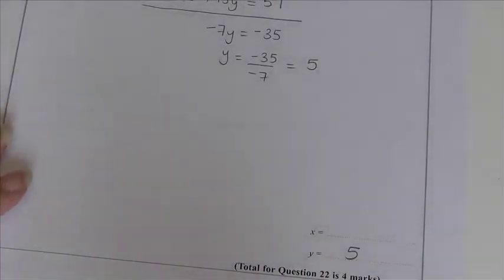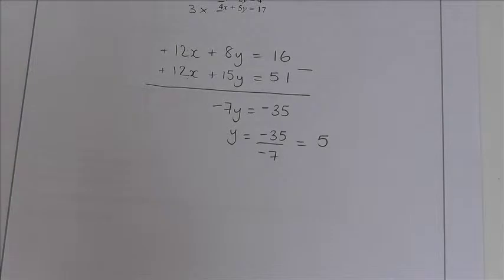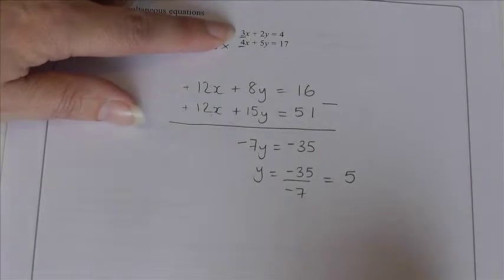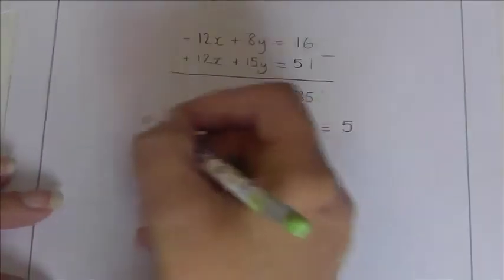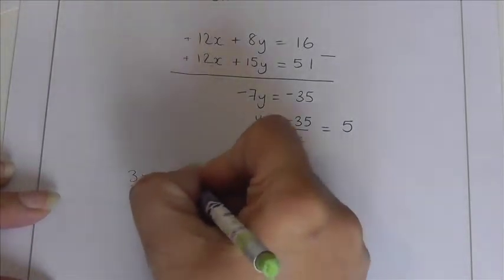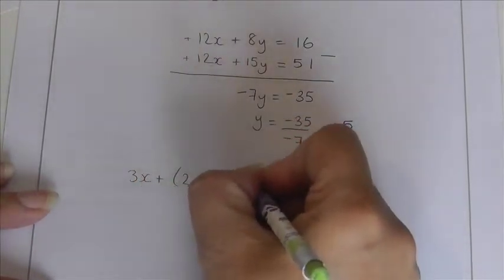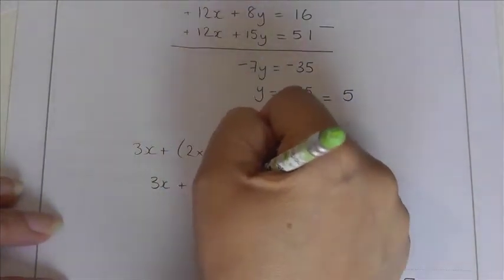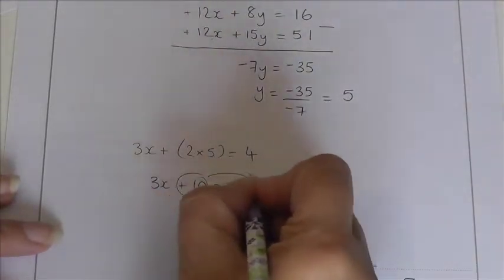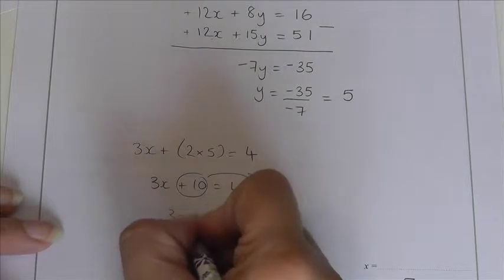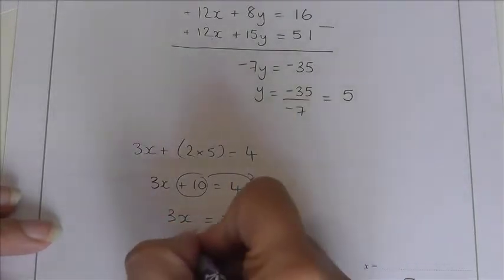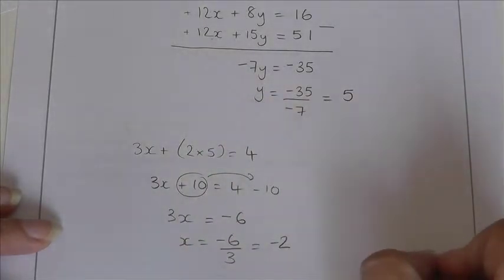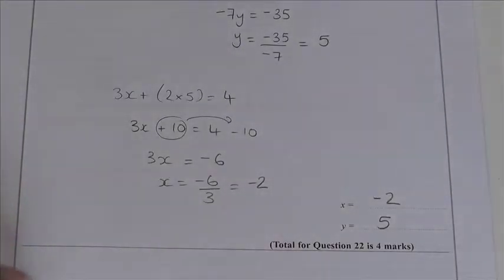Okay, so we're only halfway through the question, because we need to substitute that 5 in to find x. So if I take the top equation from the original question, which is 3x plus 2y equals 4, so I'm going to do 3x plus 2 times 5 equals 4, which is going to be 3x plus 10 equals 4. Now if I solve this and move the 10 across and subtract it, 3x is going to be 4 minus 10, which is minus 6. x is minus 6 divided by 3, which is minus 2. So your solutions are minus 2 and 5.